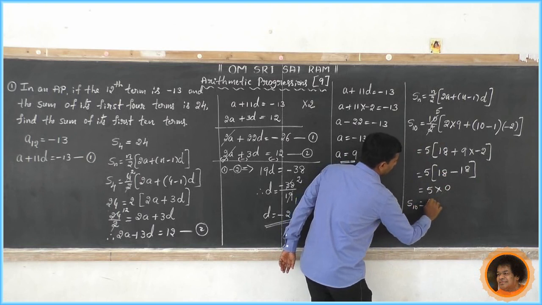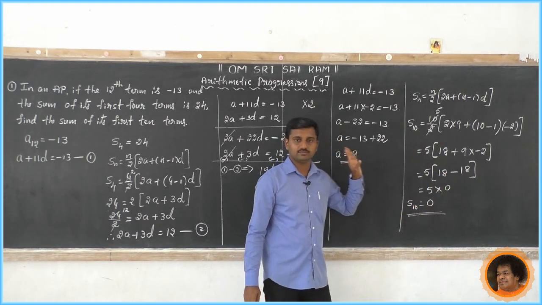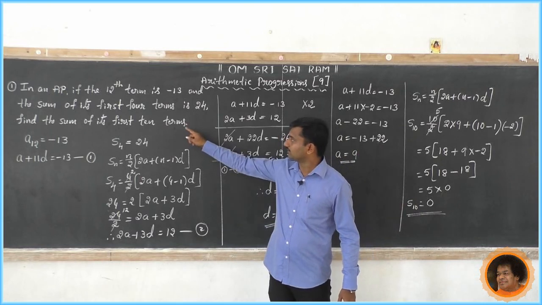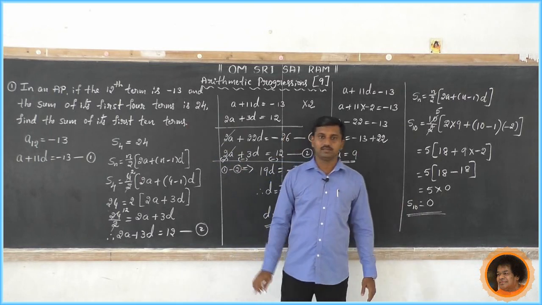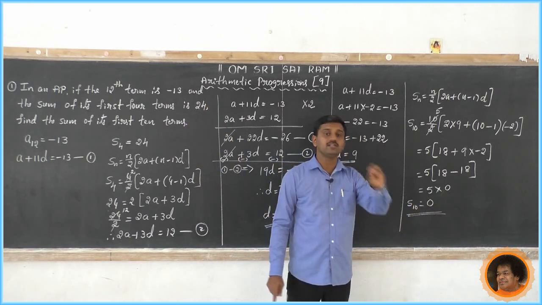So S10 equal to 0. So this is the answer. So find the sum of its first 10 terms with respect to this condition. So the sum of the first 10 terms is 0.